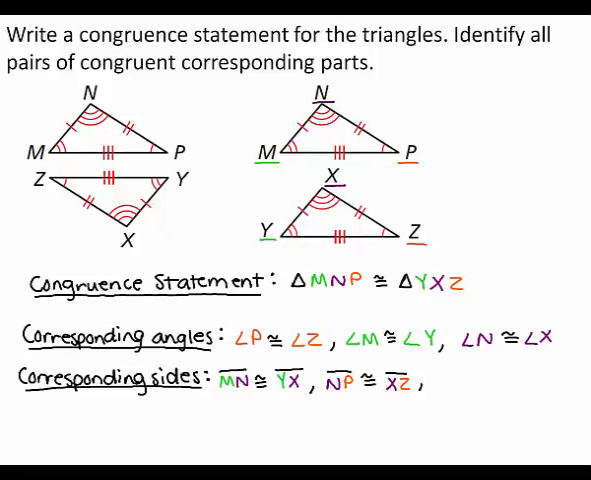Finally, from the pair of triple tick marks on the diagram, you can see that side PM corresponds and is congruent to side ZY. This gives you a list of all pairs of congruent corresponding parts.